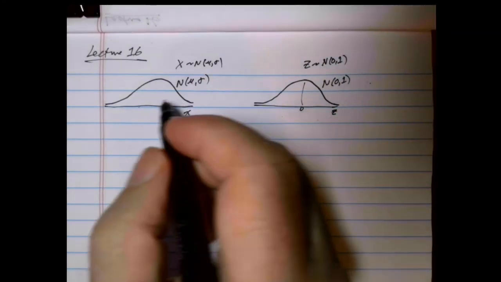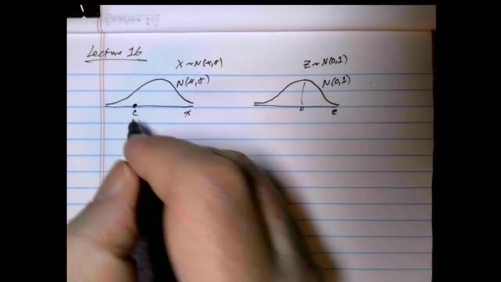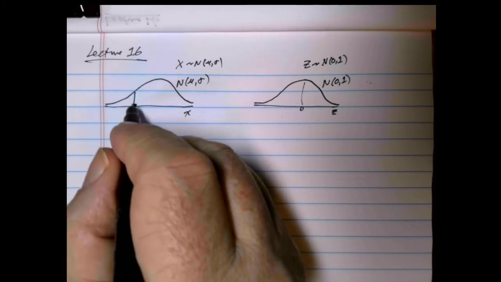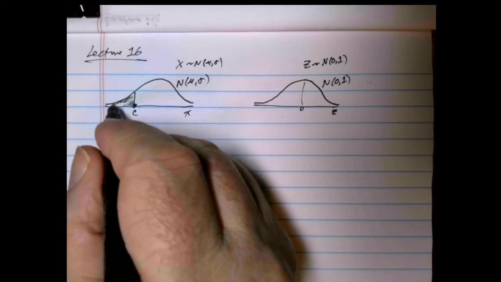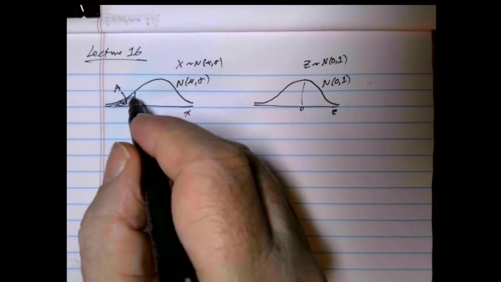Okay. If I pick a point here over on the x-axis, call this point C, the area to the left of it, well, I don't know what it is, let's call it A. But anyway, it's less than 1.